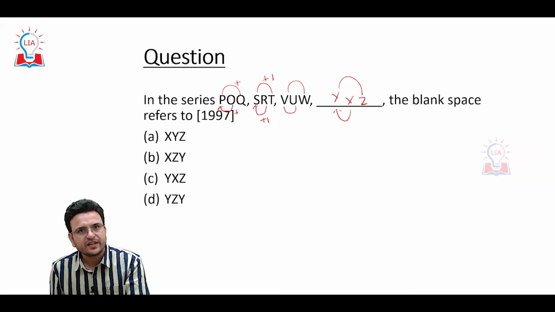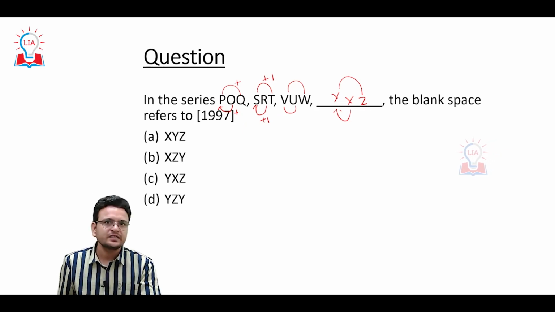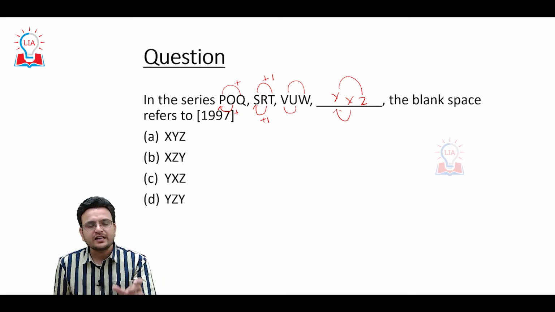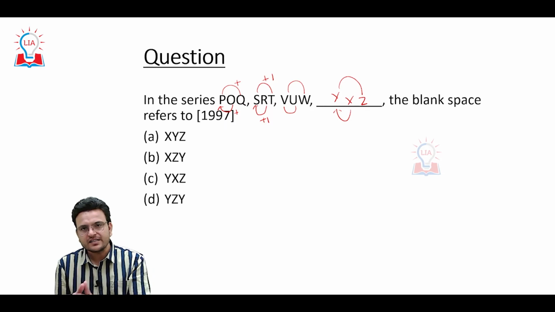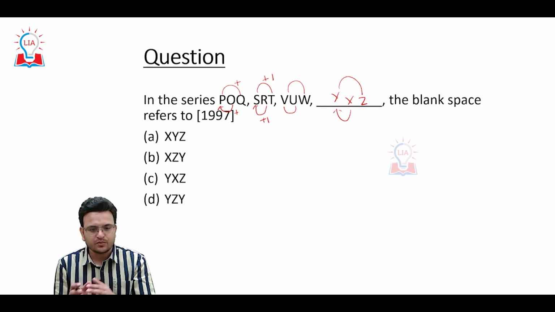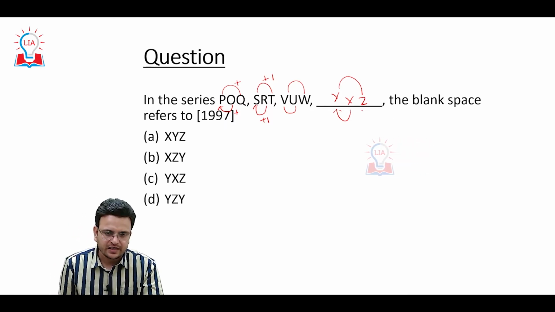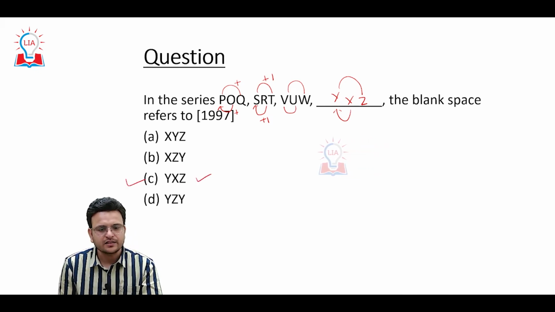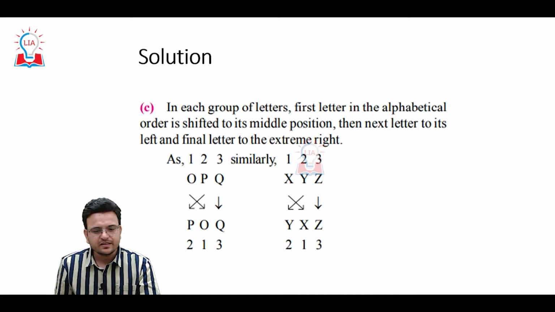It is only a difference. You have to see the series carefully, and if you are able to identify the logic of how the series is arranged in 30 to 40 seconds, you have to solve it. Otherwise, you can leave. Then we have like Y, X, Z. The answer will be C. Let's see one more question.